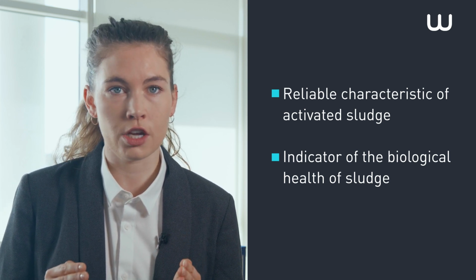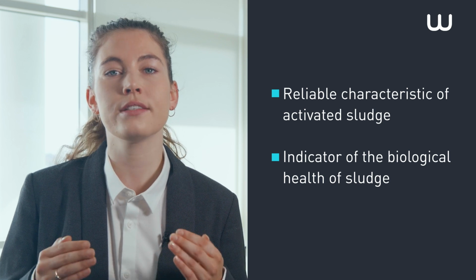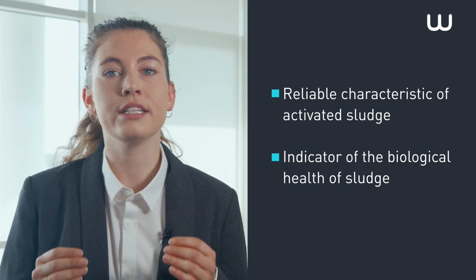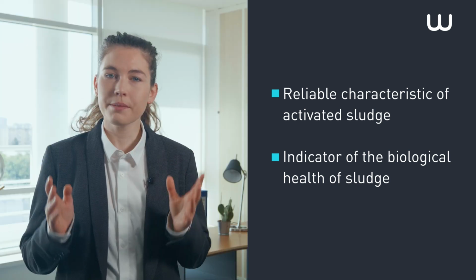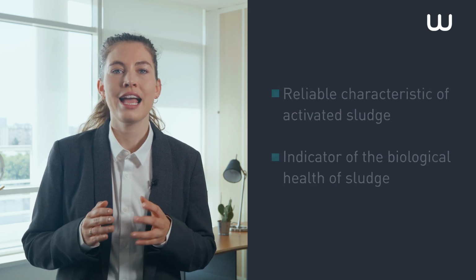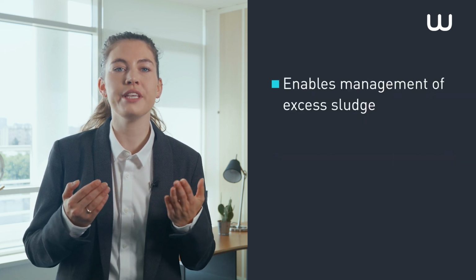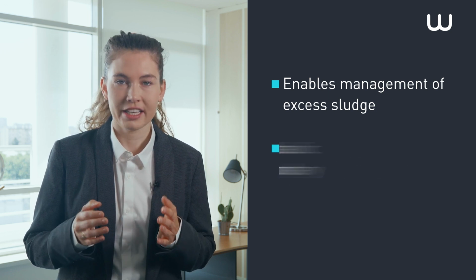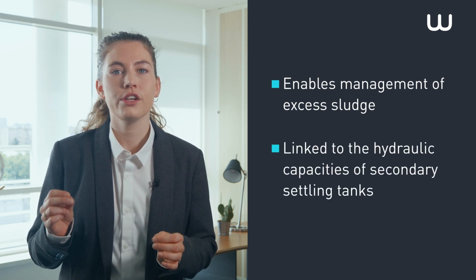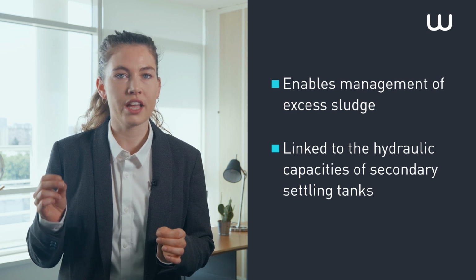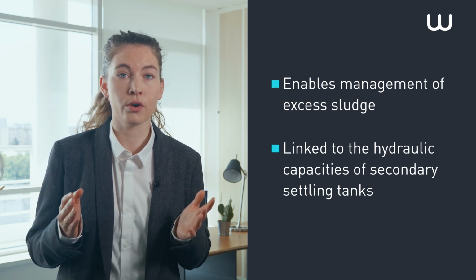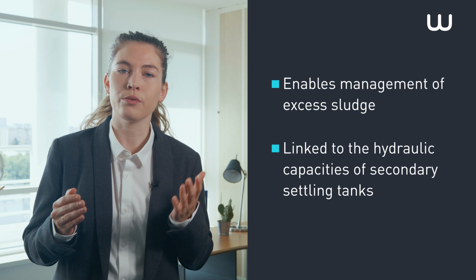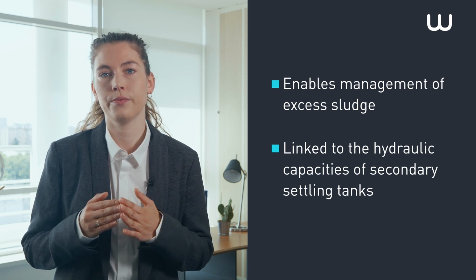Regularly monitoring the sludge index enables excess sludge to be managed and to know when it is stable over time. A simple measure of the SV30 enables the evolution of ASC over time to be known. A last application: the SI is directly linked to the hydraulic capacities of secondary settling tanks and therefore to the admissible flow at wastewater treatment facilities. The better the sludge settles, the higher the facility's admissible flow.